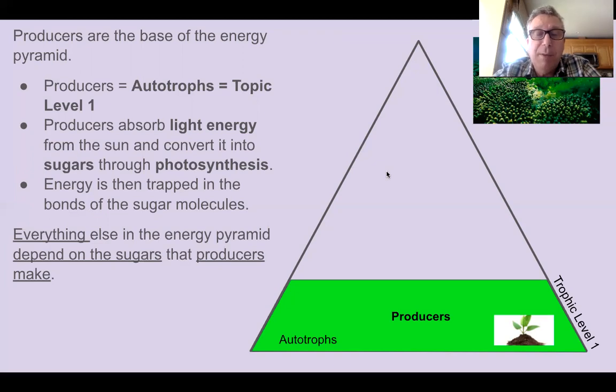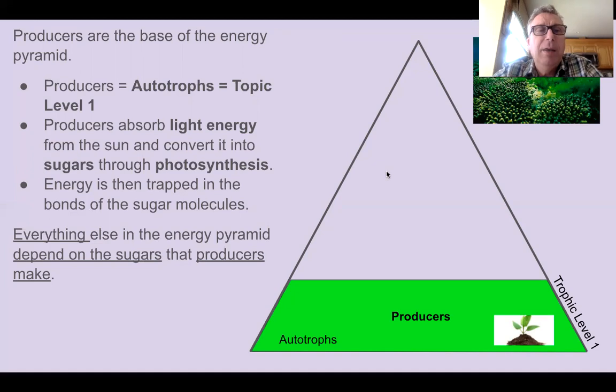Now, when we talk about energy within a molecule, we're talking about the bonds that make up the molecules. If we have a carbon and that has a hydrogen bonded to it, that bond is where that energy is stored. And so when those bonds are broken, energy is released. All right, so we have producers. They're also known as autotrophs. Auto meaning self, troph meaning nutrition, right? So self-nutrition. They make their own sugars.